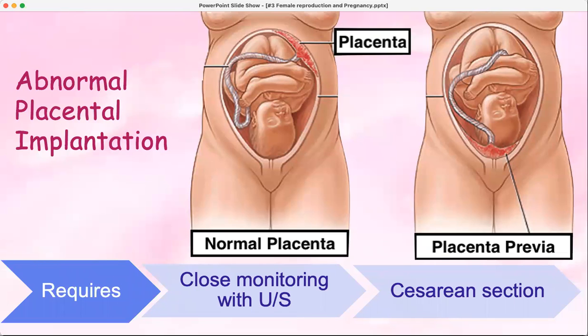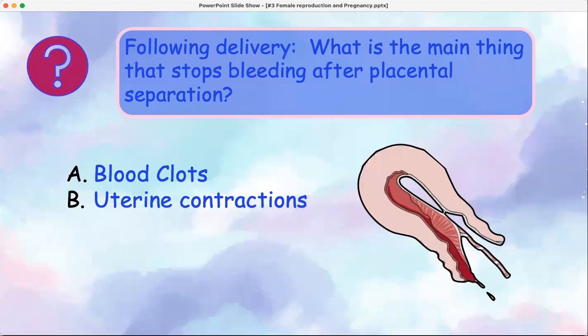So with a normal placental implantation, they can pick it up on ultrasound. So that's what's so very nice in developing country. When you do have an ultrasound, you can see where the placenta is and make that decision to do a C-section well before the mother goes into labor or well before the cervix starts to dilate.